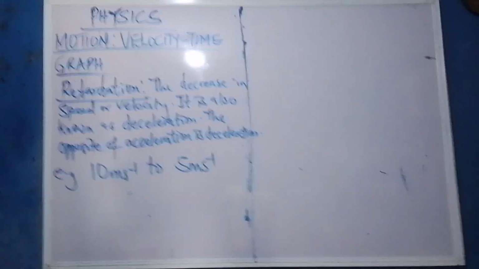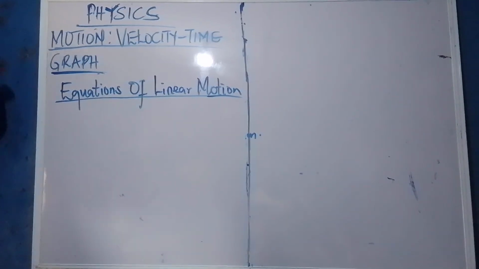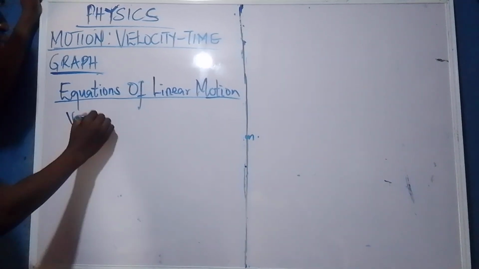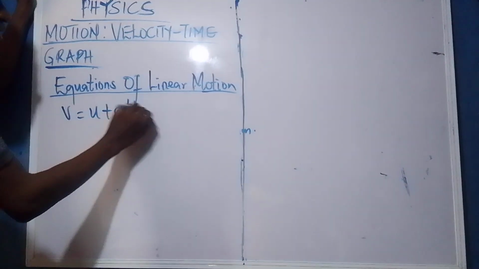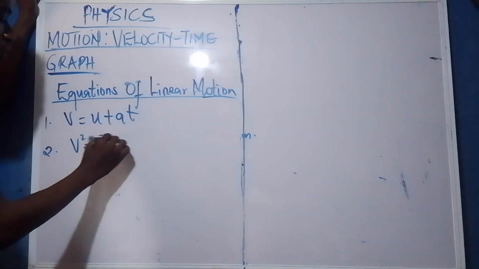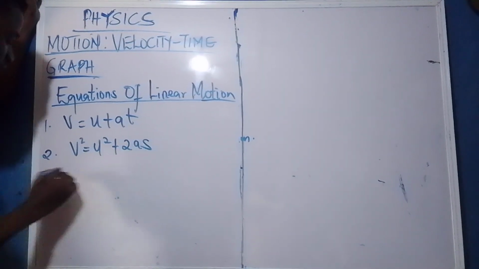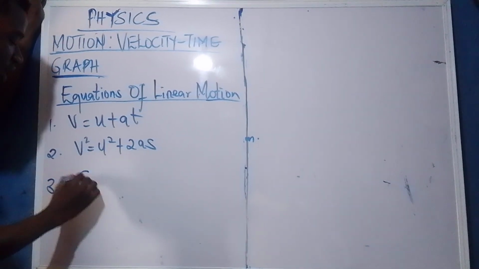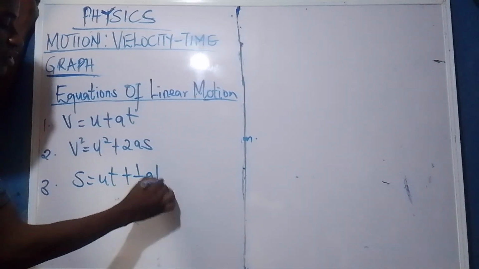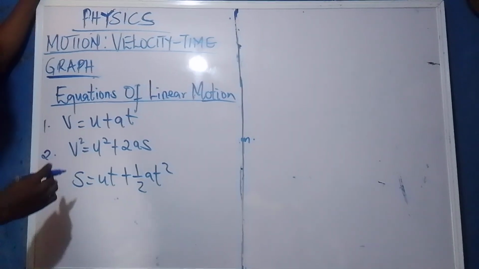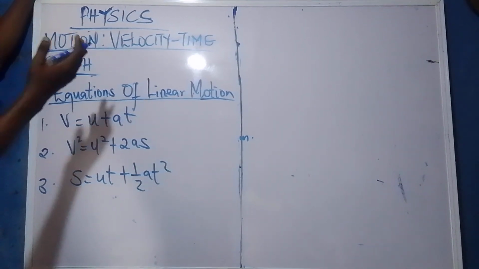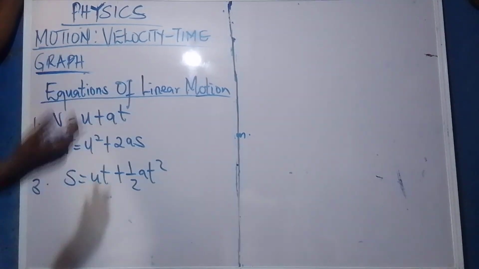You understand, guys? So now we have three equations of linear motion. Number one of it is v equals u plus at. Number two, we have v squared equals u squared plus 2as. Then lastly, we have s equals ut plus half at squared. So these are the three equations of motion that we have to solve problems of velocity time graph.